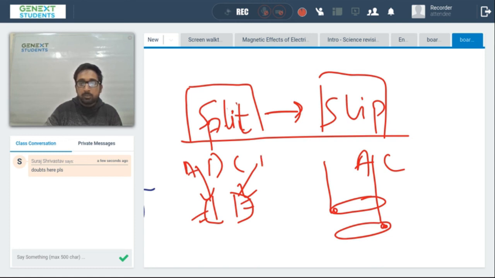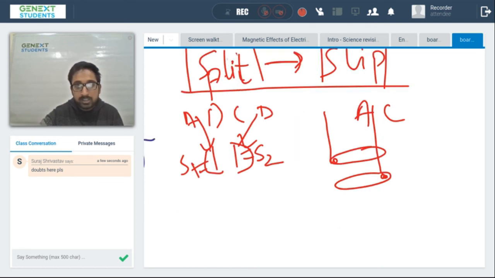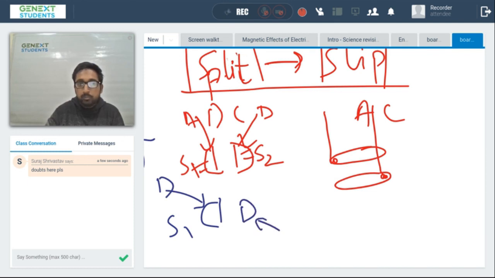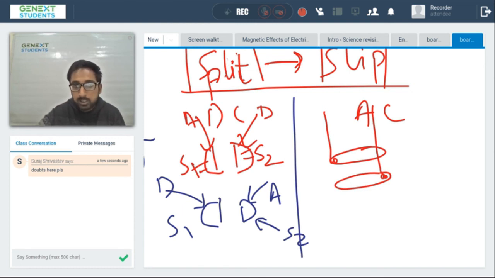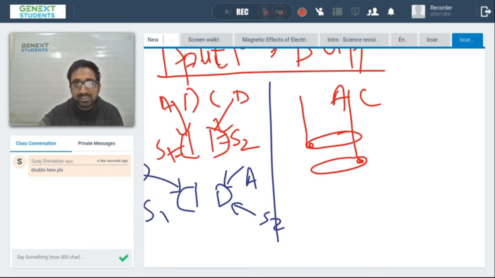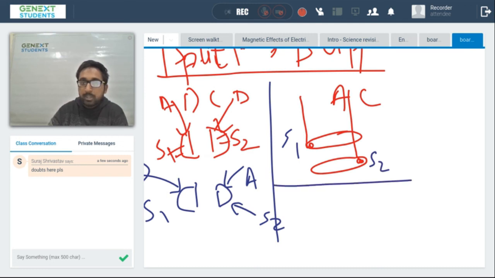So if this was A and this was D, it was S1 and it was S2. After rotation, what happens in a split ring? After rotation, S1 is attached to D and S2 will be attached to A. This is what happens in a split ring. But what happens in a slip ring? It slips in the same direction. It slips with the same ring.